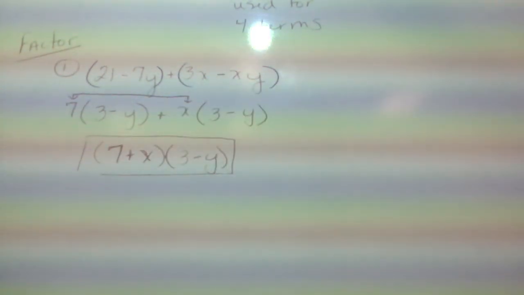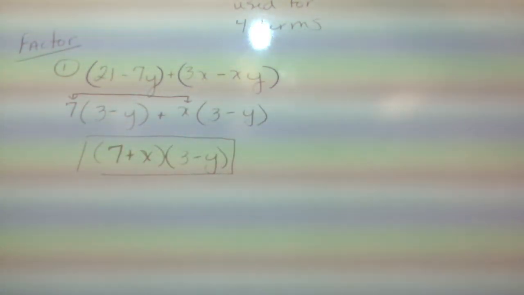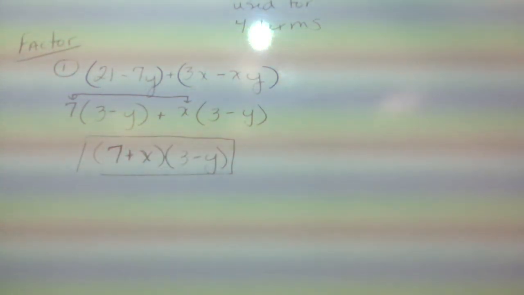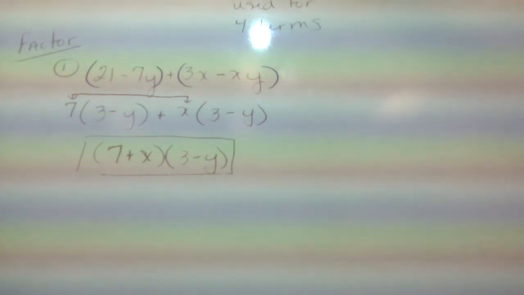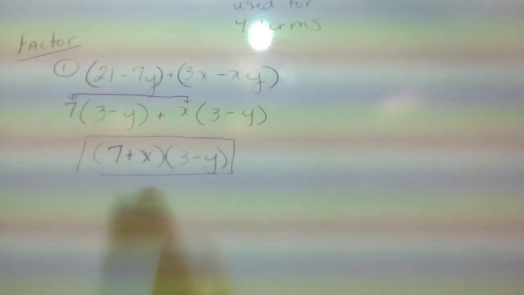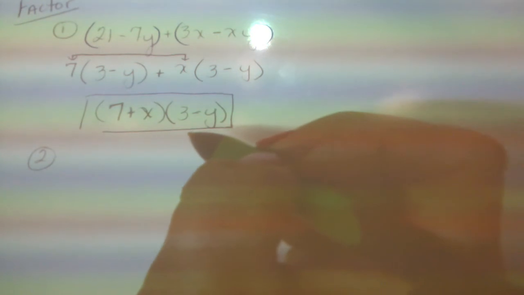And I'm going to multiply those together. You're actually factoring out a 3 minus y. That's where that comes from. And then you're left with 7 plus x. Let's take a look at example number 2. And again, I could check this by using the box or FOIL method if you want to make sure that's correct. Number 2, let's do this one.